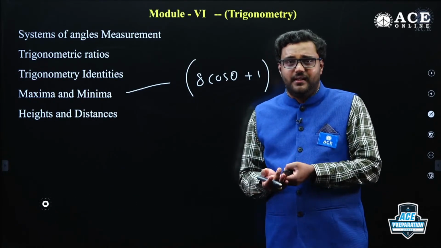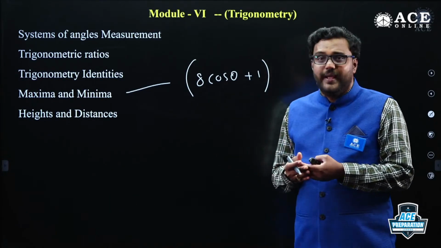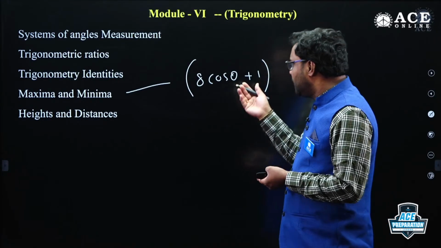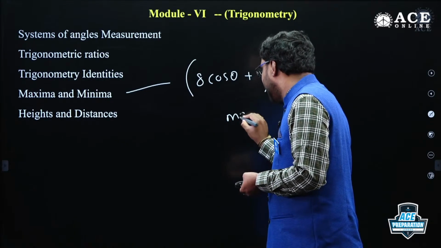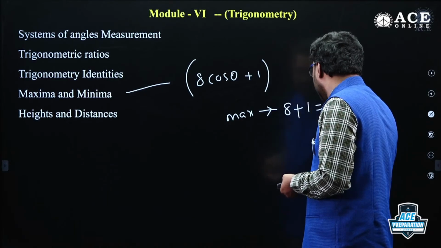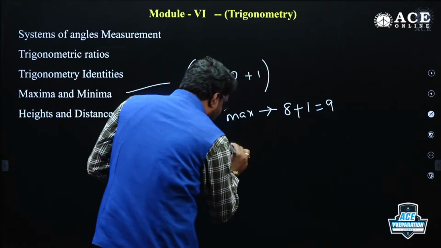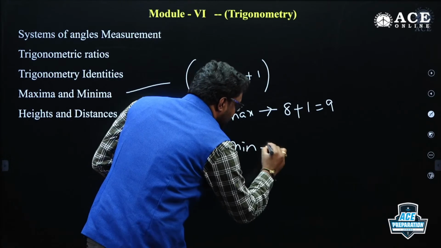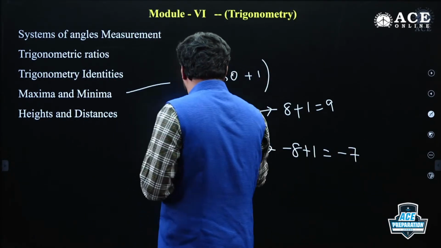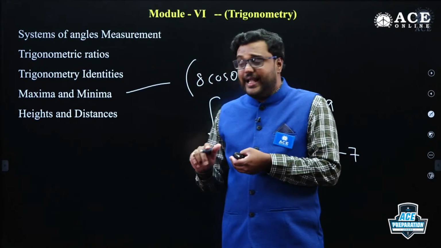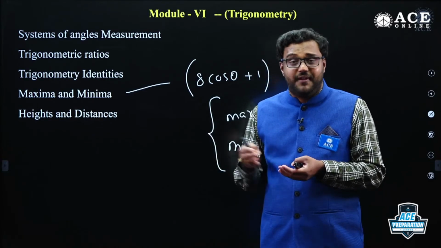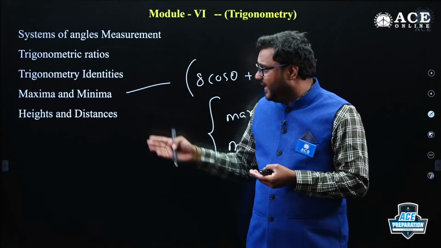They'll give some function in terms of trigonometry, and you have to find the maximum value or minimum value for it. The maximum is nothing but 8 plus 1, since cos theta's maximum value is 1, which is equal to 9, my dear friends. The minimum value is nothing but minus 8 plus 1, which gives minus 7. So related to maxima and minima they'll ask, and heights and distance related questions, angle of elevation and angle of depression, we can find in heights and distance.